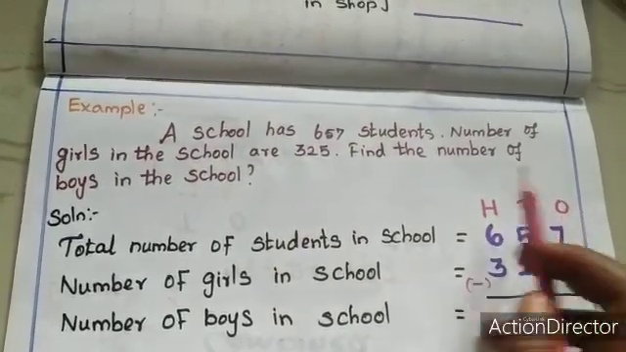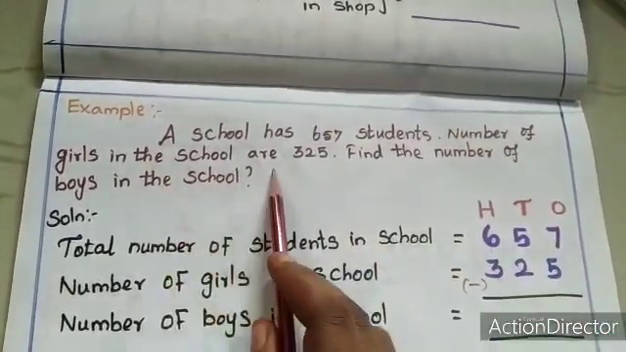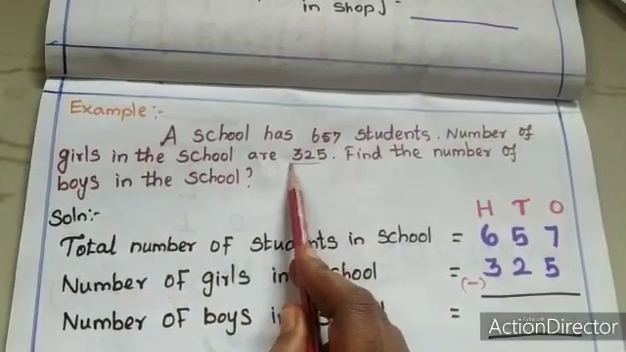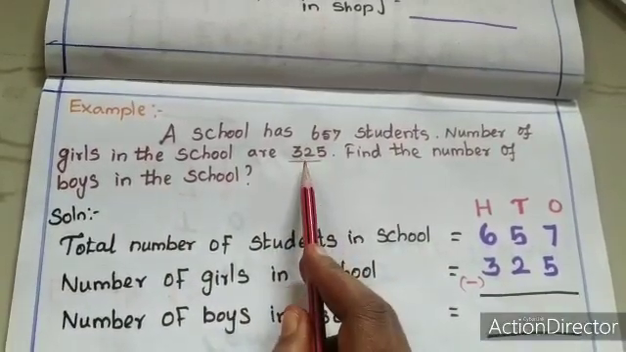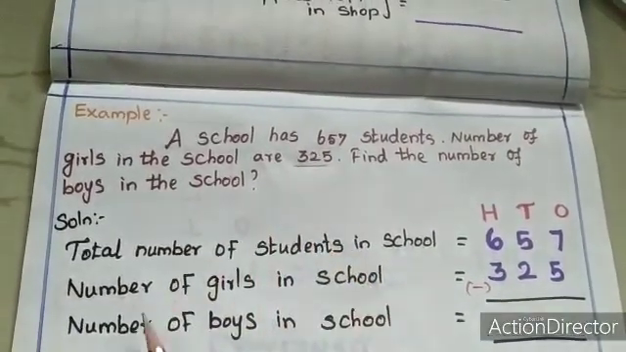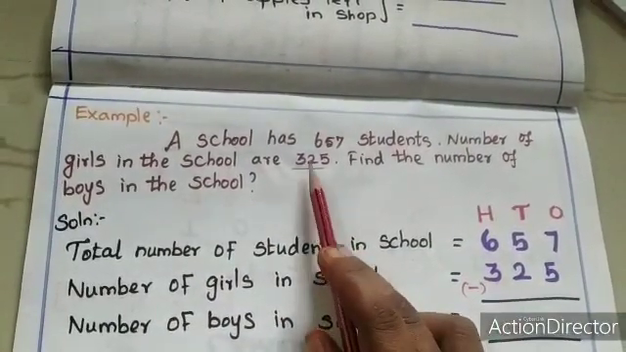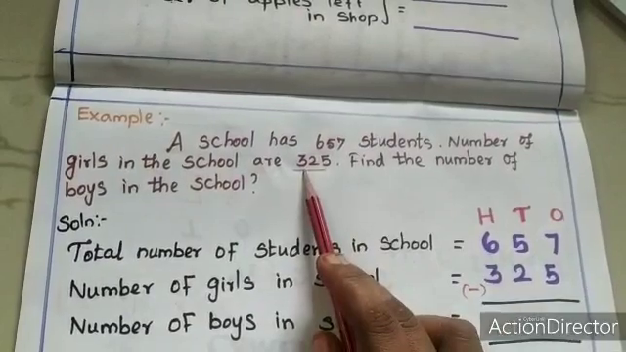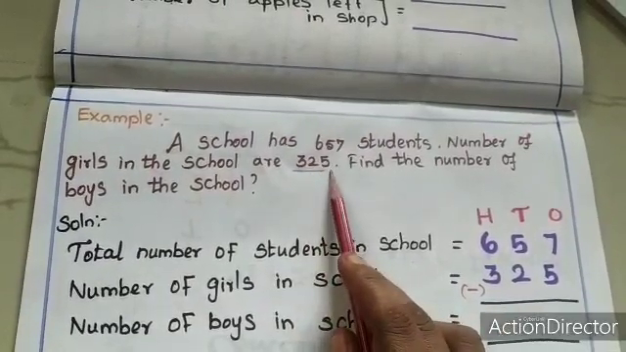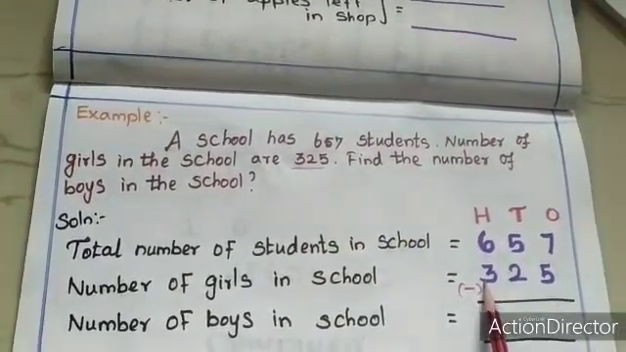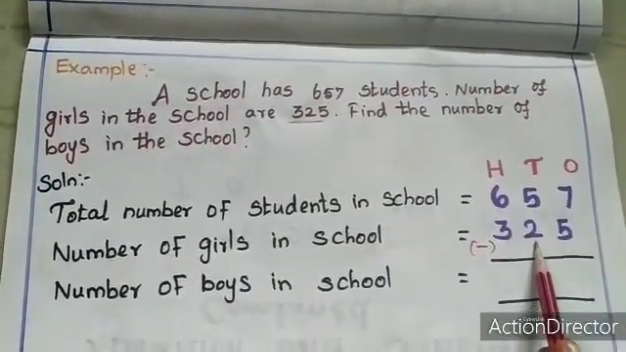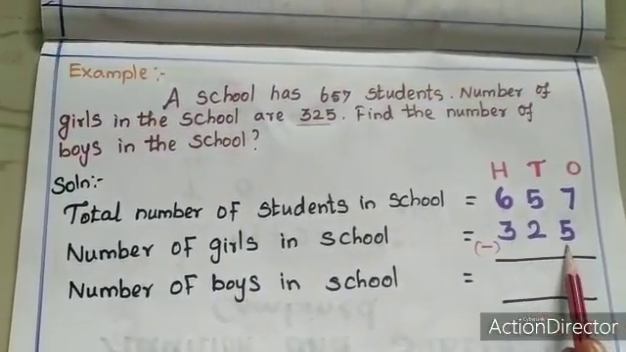Next, number of girls in the school are 325 girls. How many girls? 325 girls. The number of girls in school 325. 3 hundreds, 2 tens and 5 ones. So we write 3 is in the hundreds place, 2 is in the tens place, 5 is in the ones place.